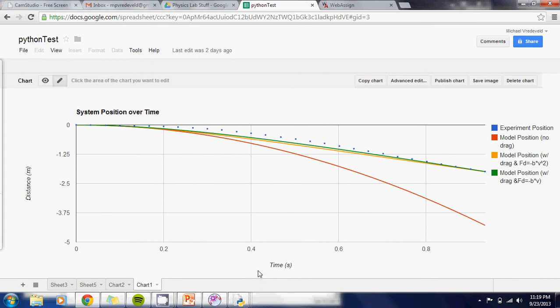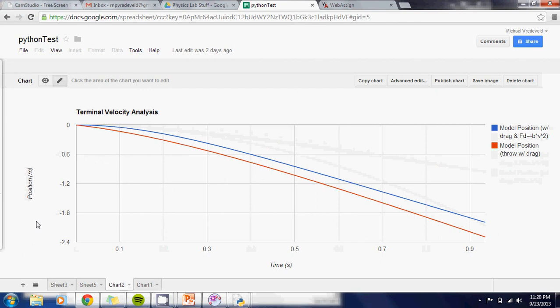Through this experiment, it was seen that the model position with drag using FD equals negative b times v fit the experimental position better. However, the center region did not fit very well. This could be due to differences in air resistance as well as the overall density and structure of the crumpled up paper ball, since it is not uniform.